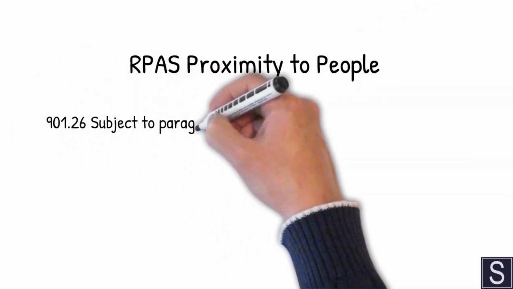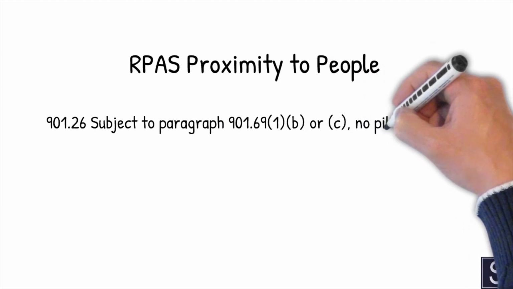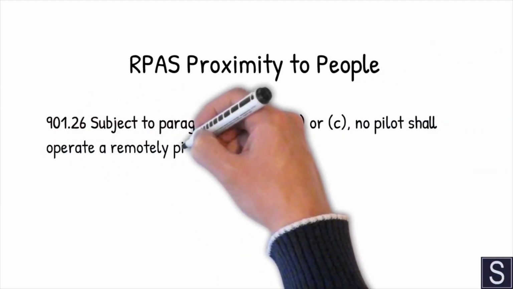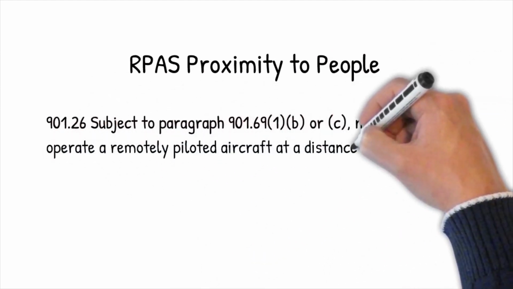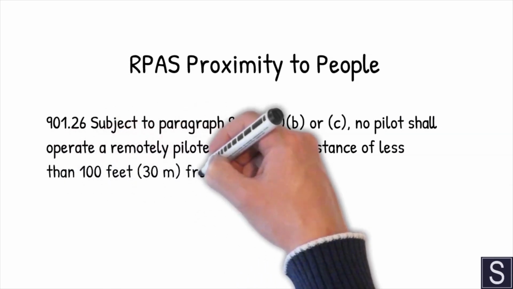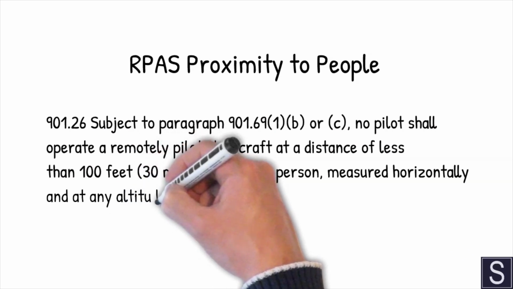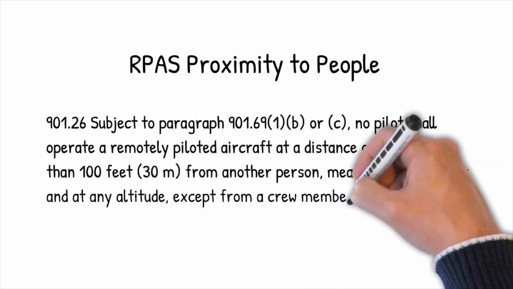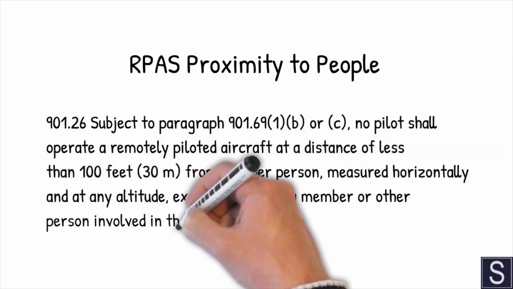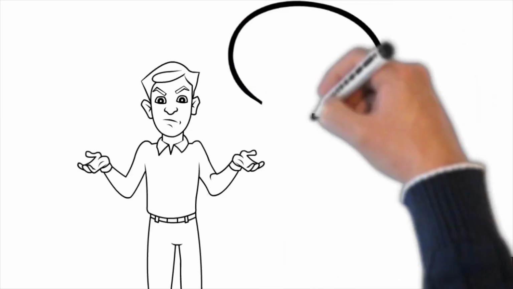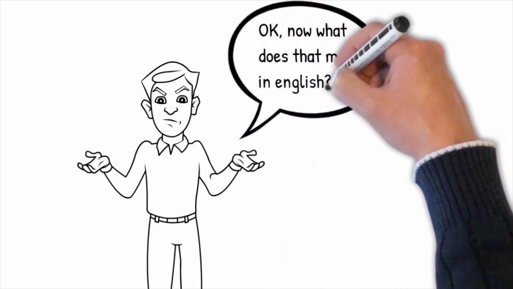Subject to paragraph 901.69(1)(b) or (c), no pilot shall operate a remotely piloted aircraft at a distance of less than 100 feet, 30 meters, from another person, measured horizontally, and at any altitude, except from a crew member or other person involved in the operation. So, what do you think this means?